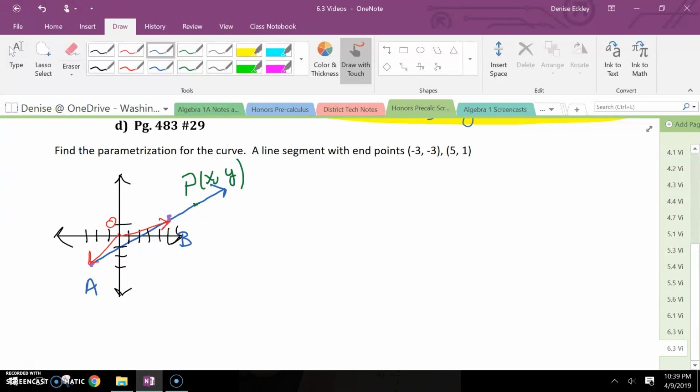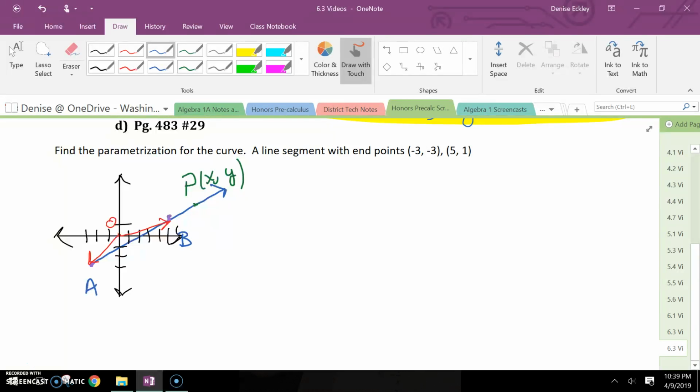Page 483, number 29, asks us to find the parametric equations for the curve. And this time we're looking for a line segment with endpoints (-3, -3) and (5, 1). So we're going to use a similar idea we did in number 27 when we found the parametric equations for a line. But this time we want a line segment, so we're going to have to give it boundaries for t to give us endpoints.